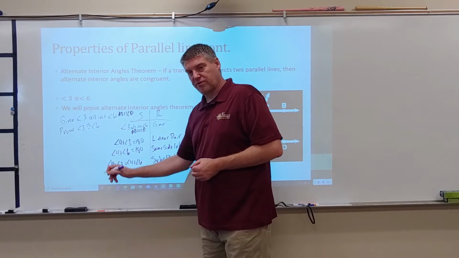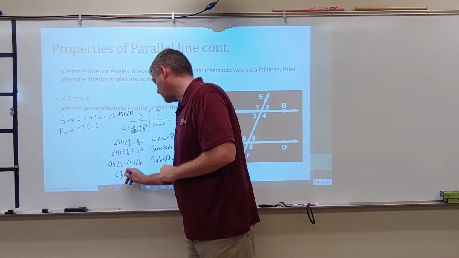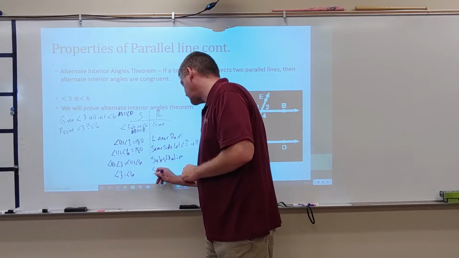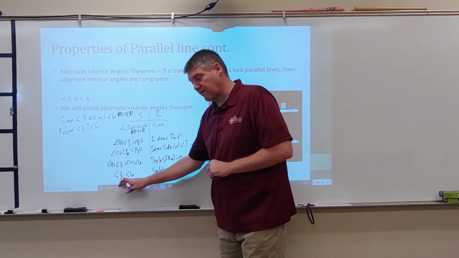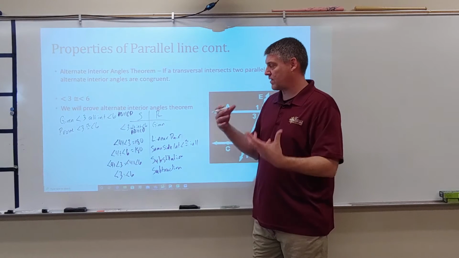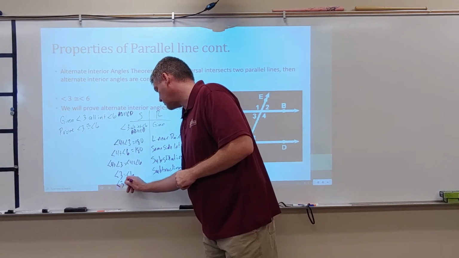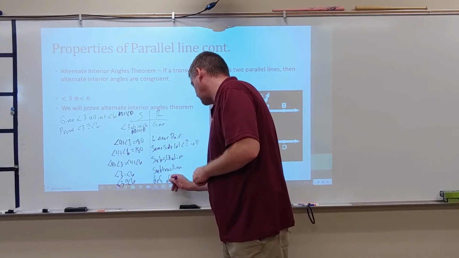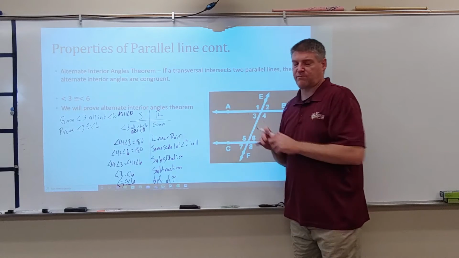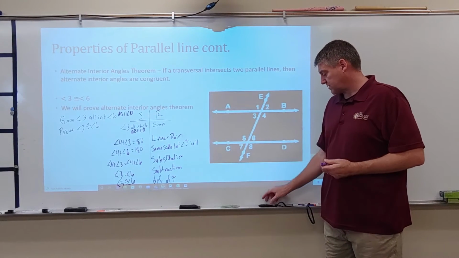Okay, now they both have an angle 4, so I'm going to subtract those out. Angle 3 equals angle 6, that's subtraction. We're really close now. Notice that we have equality. We don't have congruency yet, but we can switch that over. Angle 3 is congruent to angle 6. That's just the definition of congruency. So now we've proven that alternate interior angles are congruent.